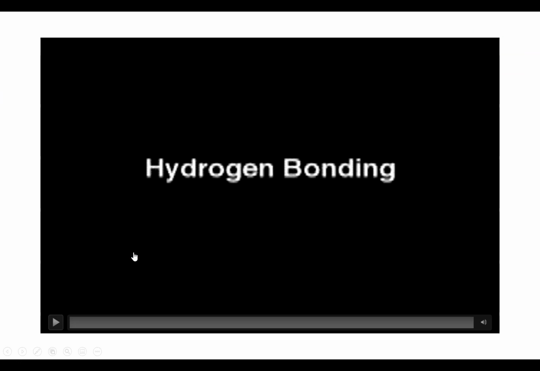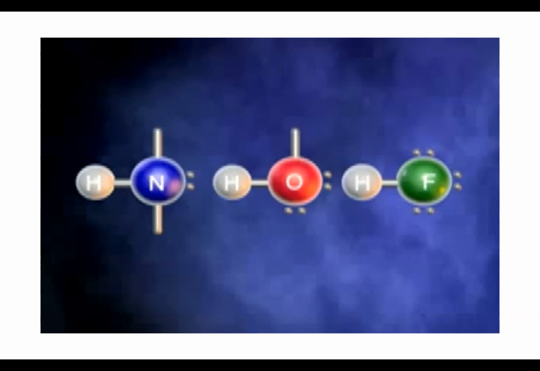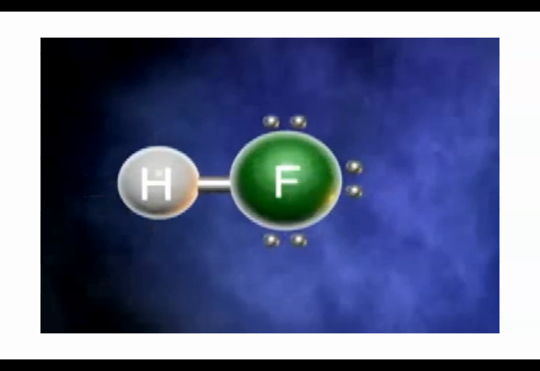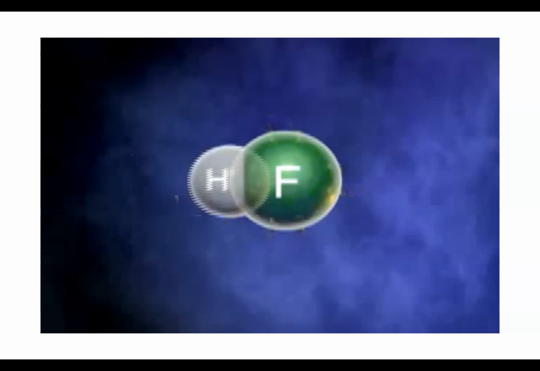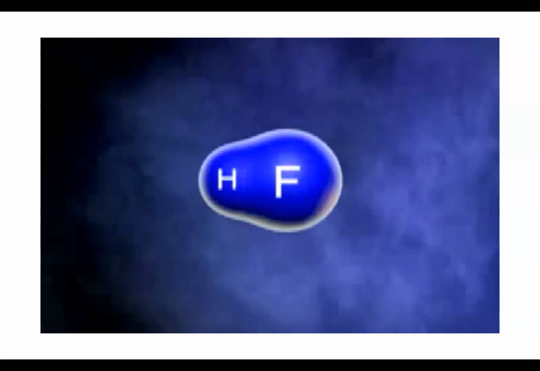So here's just a little bit more info on hydrogen bonding. Hydrogen bonding occurs when a hydrogen atom is bonded to a small, highly electronegative atom such as nitrogen, oxygen, or fluorine. In this example, its combination of high electronegativity and small radius enables fluorine to draw electron density away from the hydrogen atom. The HF bond is highly polar.